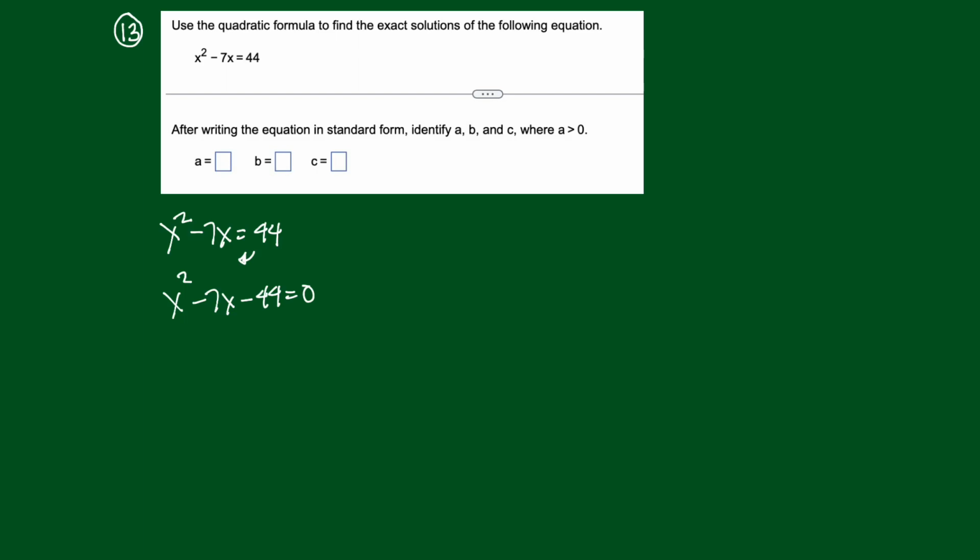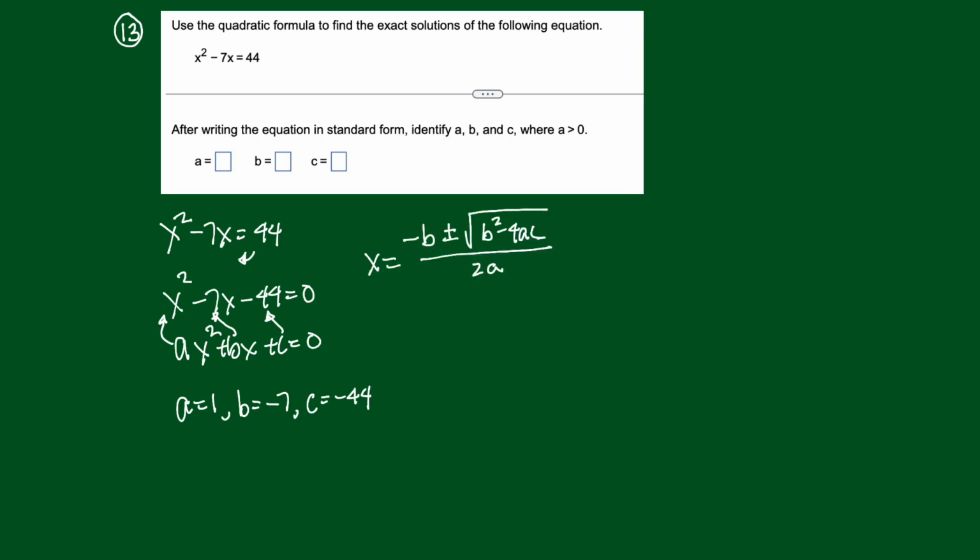Now, a is the coefficient of the quadratic term. So the standard form is ax squared plus bx plus c equals 0. So a is going to be that coefficient, b is that coefficient, and c is that constant. So a is equal to 1, b is equal to negative 7, and c is equal to negative 44. So let's solve it. I've got a, b, and c.